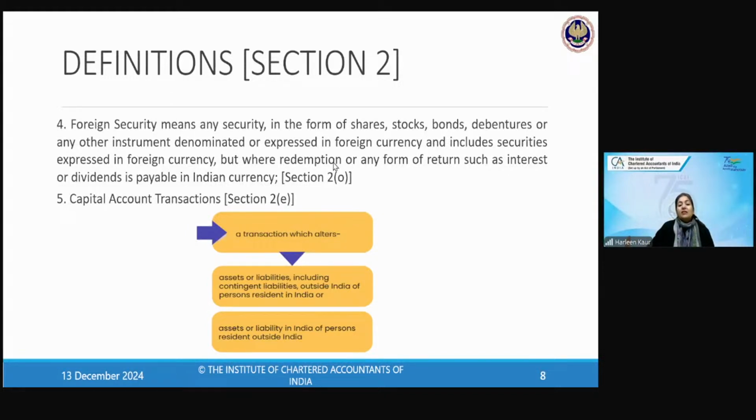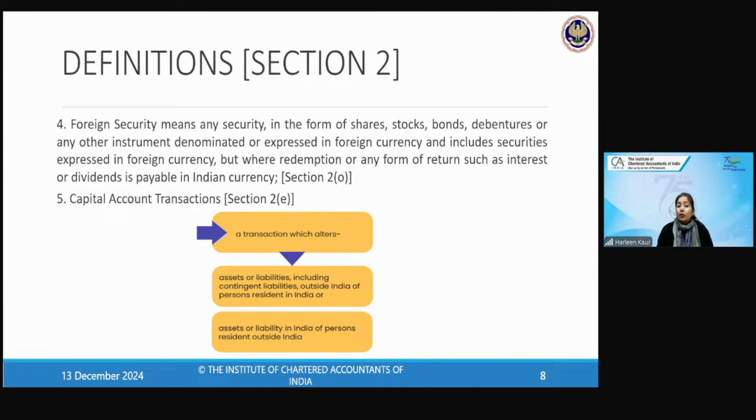Foreign security means any security. Now, what is security? We have been understanding security means shares, debentures, bonds, stocks, everything. But then here it is in foreign currency, where redemption or returns or dividends is payable in Indian currency. So you have taken up securities in a foreign country, but the dividend has been payable to you in Indian currency. Then again, there is foreign exchange involved. Foreign security is coming under the same definition.